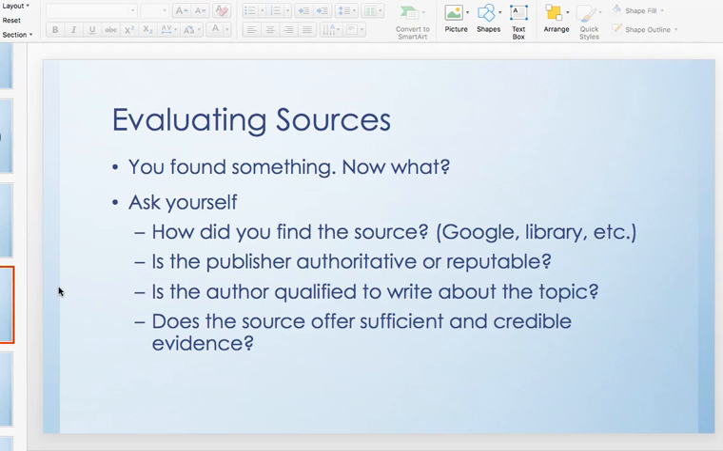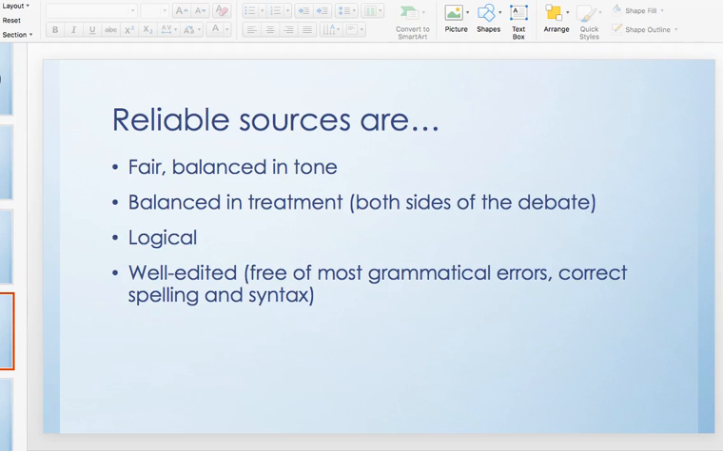Next, does the source offer sufficient and credible evidence? That, of course, is super important. If you are using a source to back up your own argument, in addition to you being credible, you have to make sure your source is credible and offering enough evidence to back up what they are saying, because you will be using that same evidence to back yourself up. Your argument is only as strong as your source. If your source is weak, your argument is going to be weak.